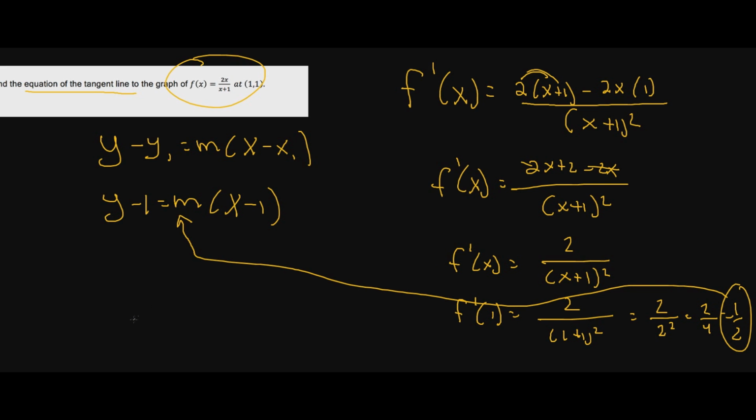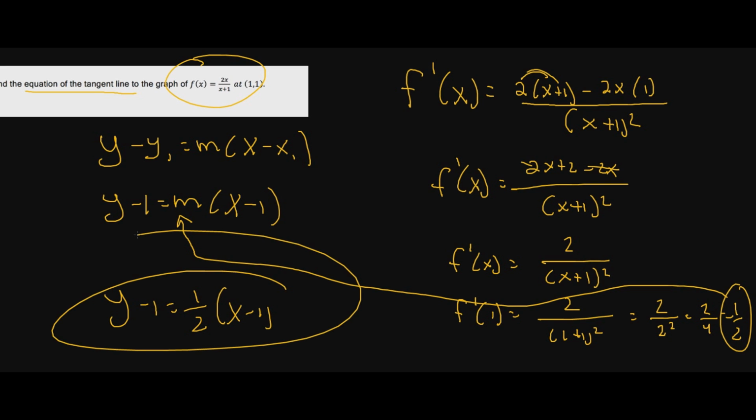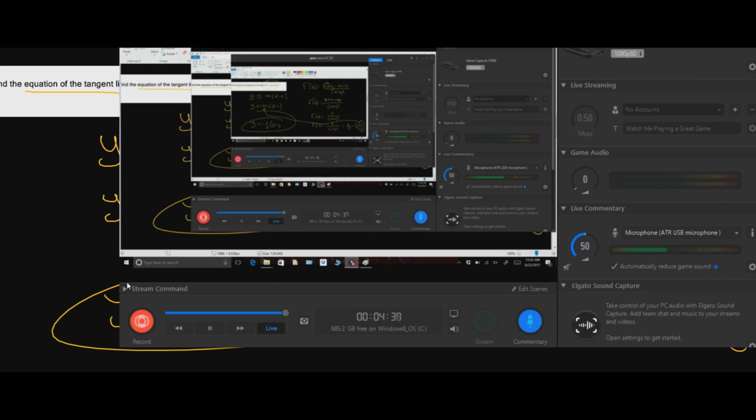Okay, and now we can plug it into here. Y minus 1 is equal to 1/2 times x minus 1. Boom. And we are done. So notice this process stays the same. We just had to put in additional work by actually simplifying, using the quotient property, and then taking the derivative. And that's it, my friend. Just wanted to go over some challenging problems for you that I thought were good for us.